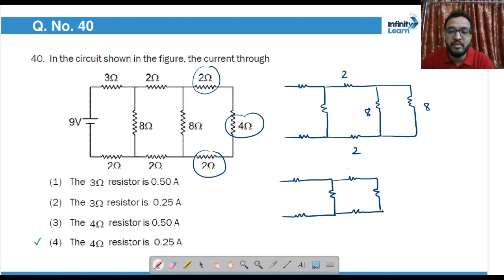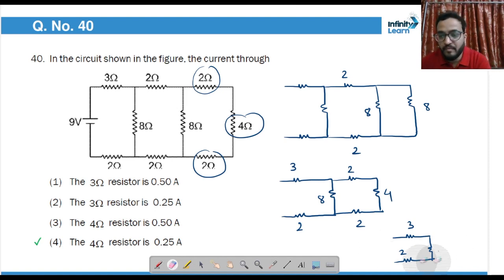Okay. So this will be 2, 4 and 2. Again it will become 8, right? So finally you will say it will be 3, it will be 8 and this will be 2. 3, 8, 2 will become, sorry, not 8, 4. So 3, 4 and 2 will become 9. And so overall you will say R equivalent is 9 ohms.